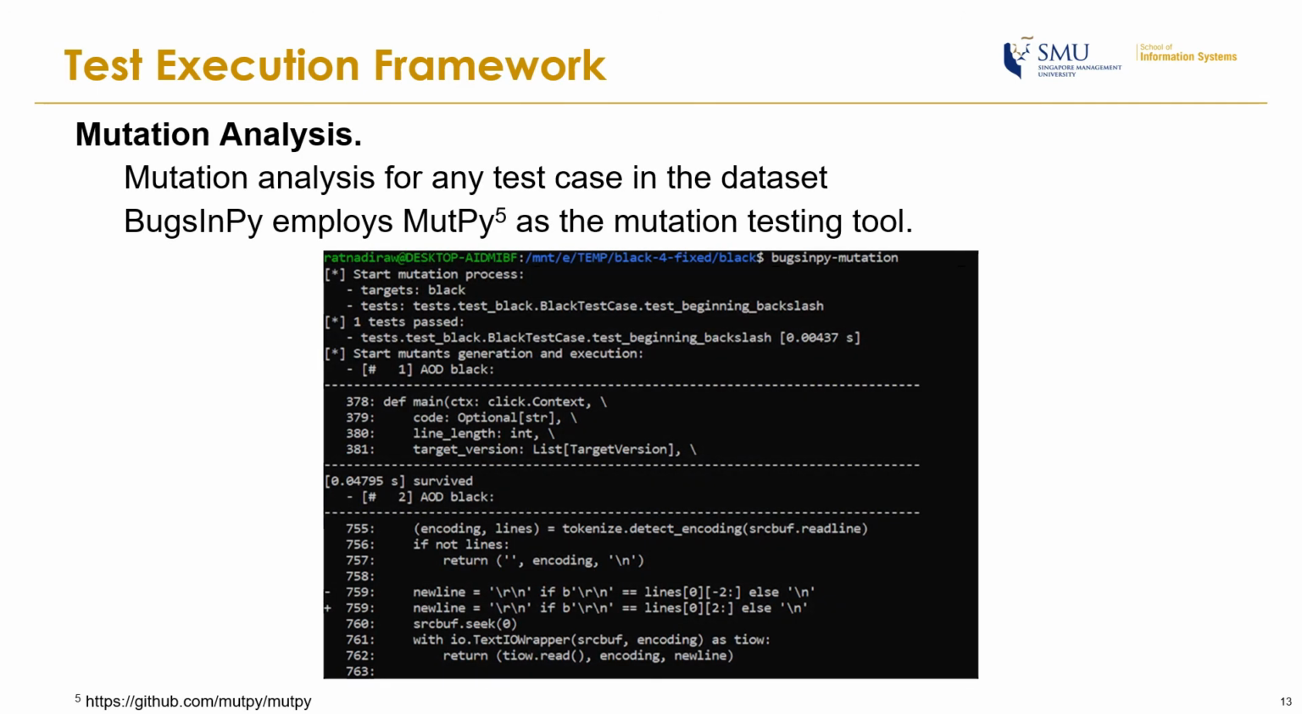BugsInPy has the BugsInPy mutation command to run mutation testing for evaluating the quality of the existing tests. Mutation testing in BugsInPy uses MutPy as the mutation testing tool. We can run the mutation analysis based on the user input or from the test cases that are relevant to the bugs. By default, it runs the mutation analysis on the test cases that are relevant to the bugs.